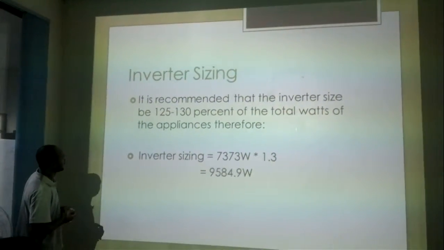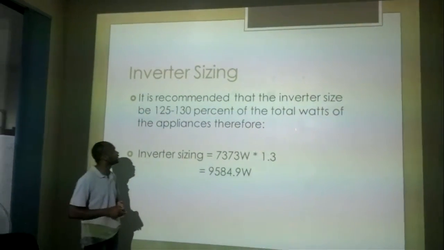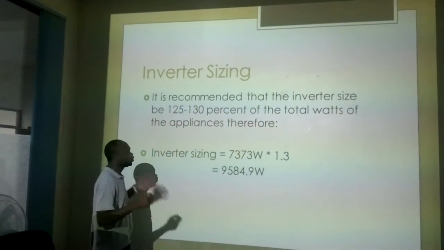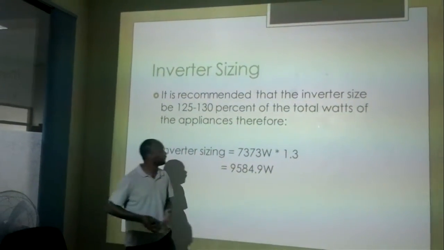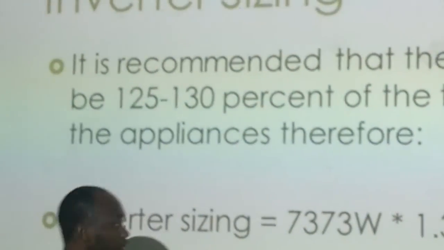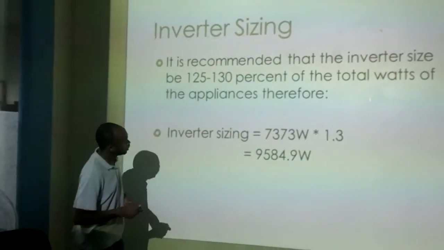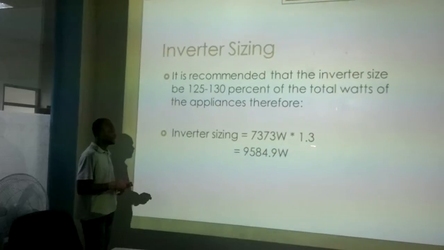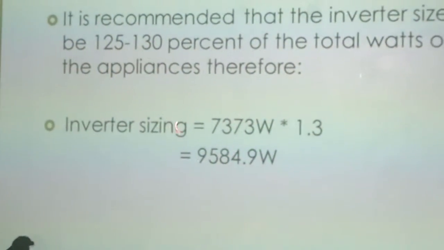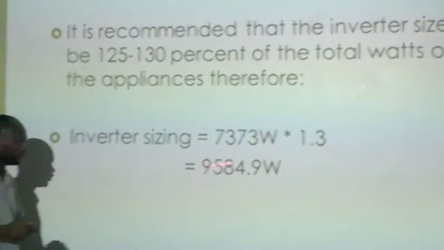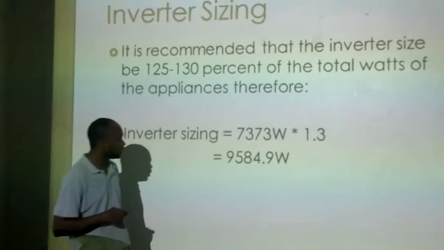For the inverter sizing, the standard recommendation is that the inverter size be 125 to 130% of the total watt of the appliances or the system. Therefore, it is calculated that the inverter size will be the watt that is needed for the day times 1.3, which will give us 9,584 watt.